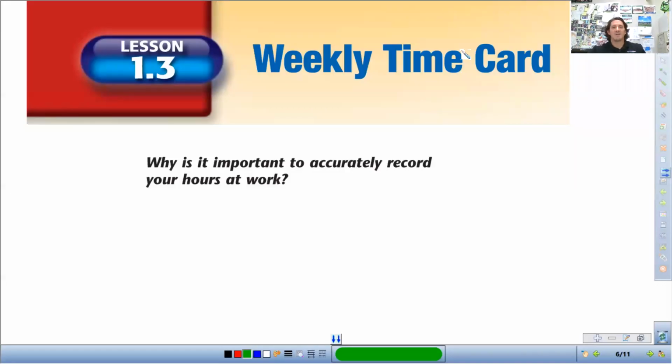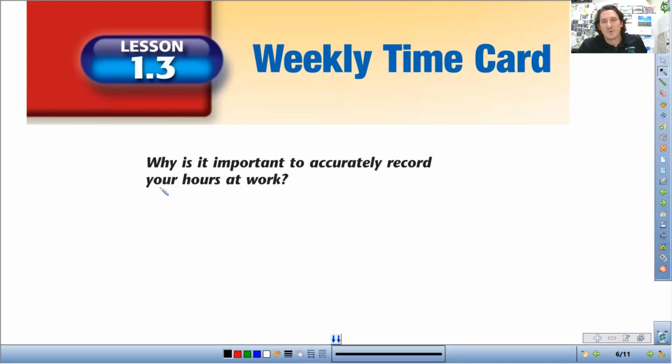All right, financial math classes. Today we're talking about weekly time cards, how to fill them out. And you're going to have to count hours on a clock today, one of the skills, and then we're just going to add up hours, that sort of thing.